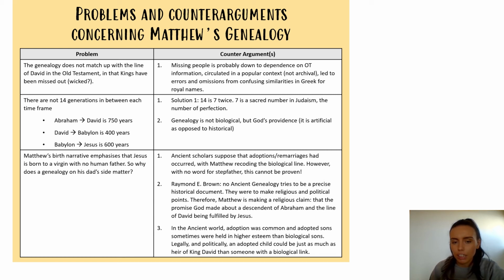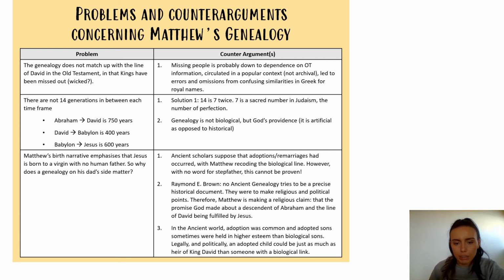Ancient scholars suppose that adoptions and remarriages had occurred, with Matthew recording the biological line. And what it's saying here is that there wasn't ever a name for stepfather, which is what Matthew was probably just trying to do, to take the stepfather line, but there wasn't a word to describe that. So we can't prove whether the reason for this is just to do with him being a stepfather.